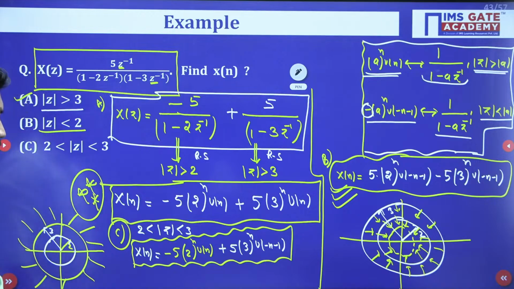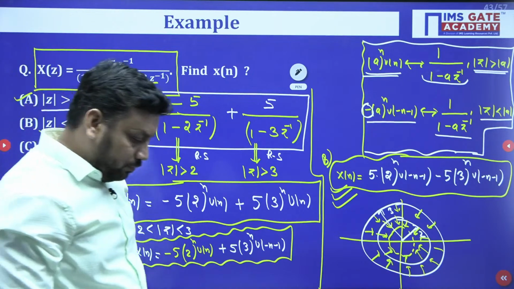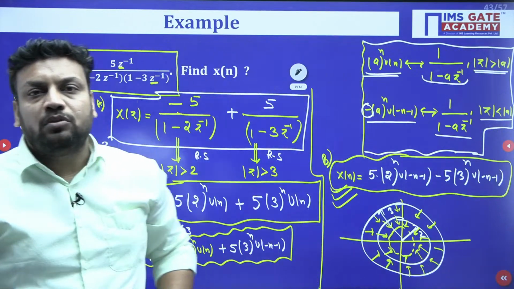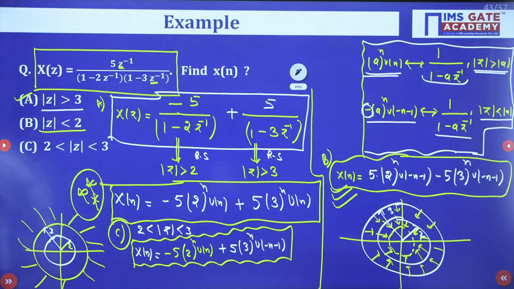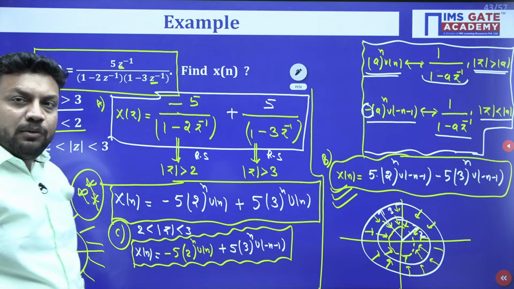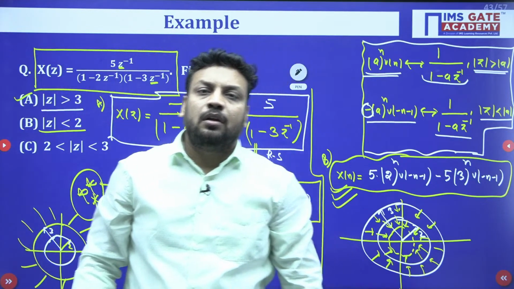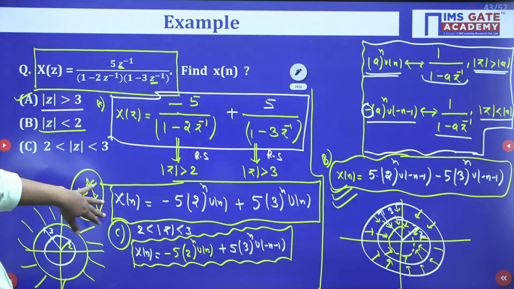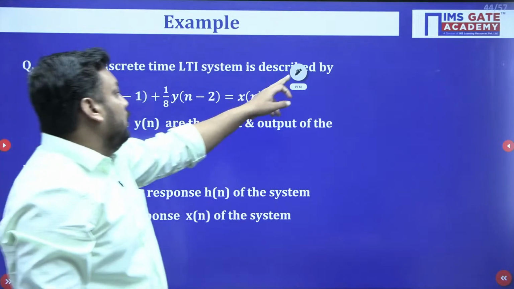Tell me, shall we go for next? Mod of Z is greater than 2 and less than 3. Everyone, do reply fast. Shall we go for next? Let's go ahead, children. Shall we go for next guys? Do reply fast.